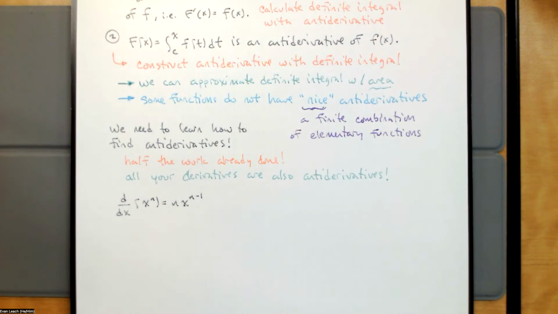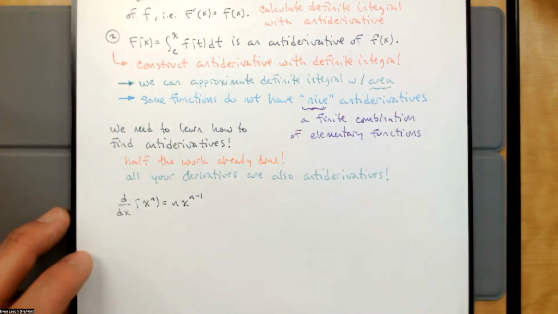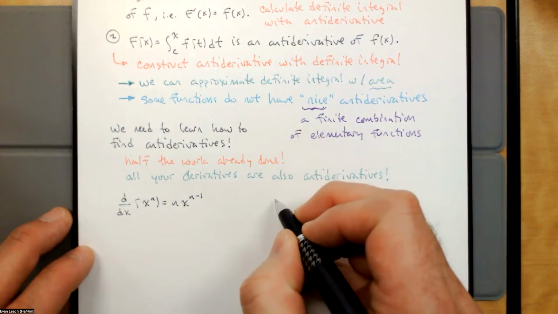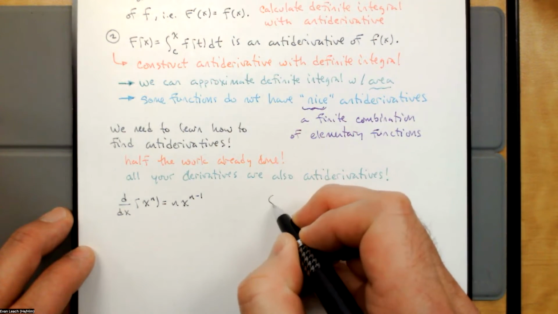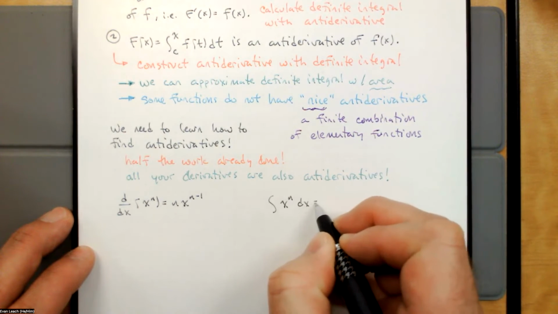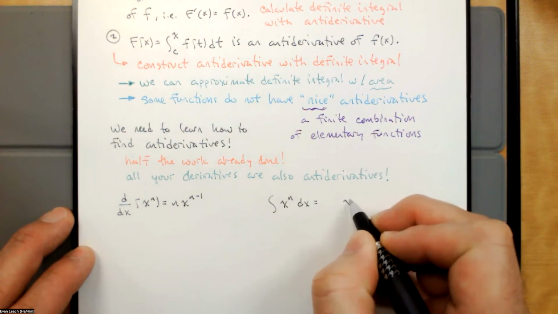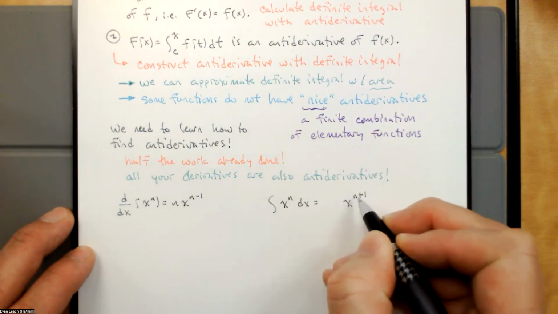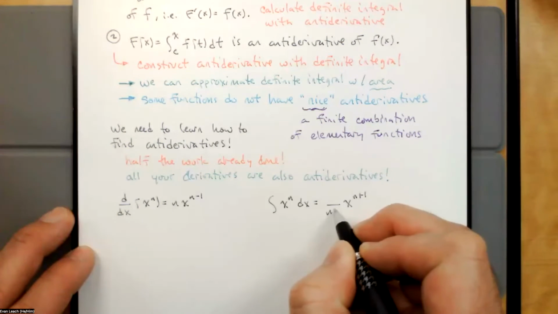So here's a derivative that we know, the derivative of a power function. The derivative of x to the n is nx to the n minus 1. We multiply by the exponent, then subtract 1 from the exponent. We also have an antiderivative of x to the n, where we do the inverse. We add 1 to the exponent and then divide by the new exponent.